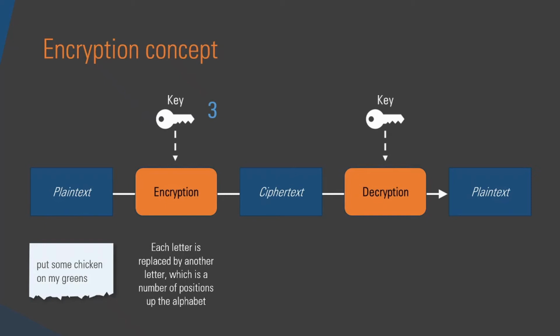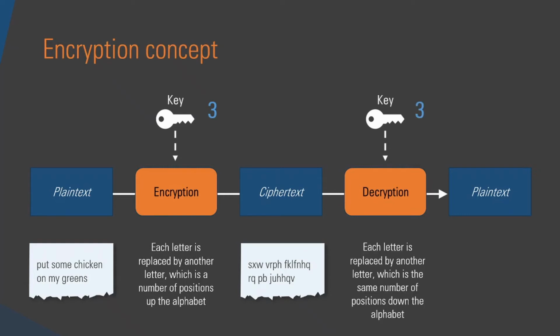So we could describe the algorithm as each letter is replaced by another letter, which is a number of positions up the alphabet. This fixed number is our key, which was defined as 3. The result of the encryption is now the ciphertext, which is our encrypted plain text. To get back to the plain text, we have to apply a decryption algorithm, which also uses our key 3. The decryption algorithm is described as each letter is replaced by another letter, which is the same number of positions down the alphabet.